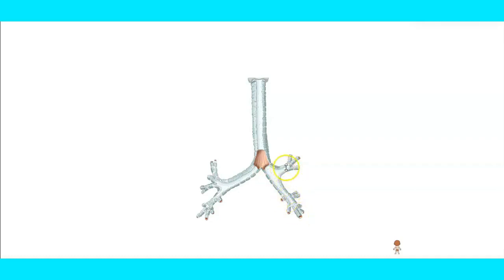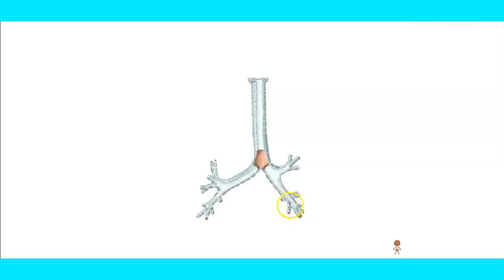Superior is further divided into, from here now you can see the apical, then you can see the posterior here, you can find the anterior here. Then the middle secondary bronchus is divided into what? A medial part and a lateral part here. Then this inferior part is divided into a superior part.